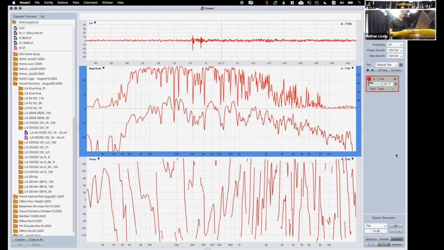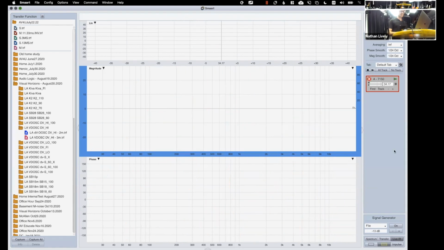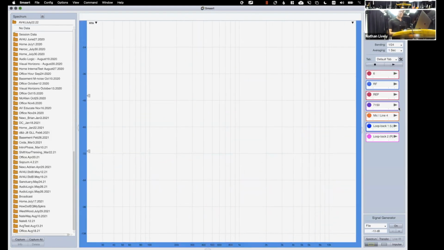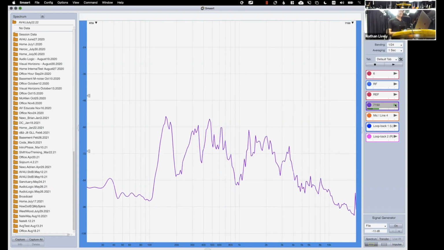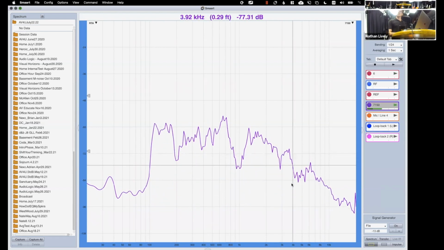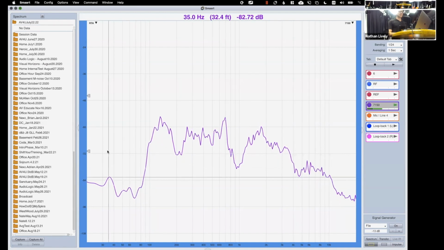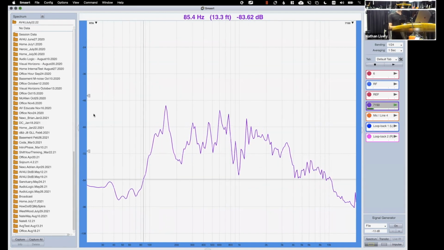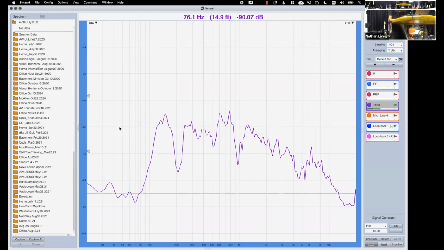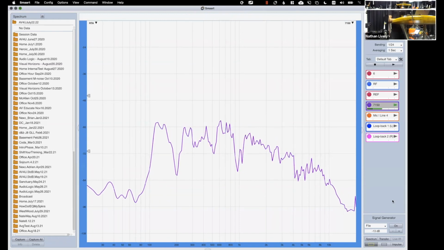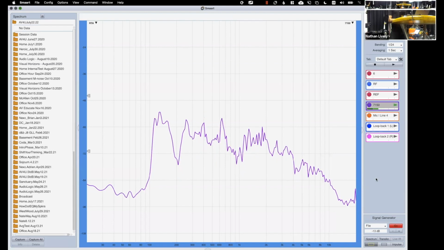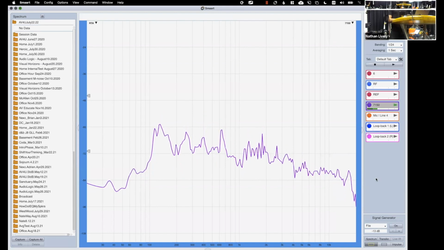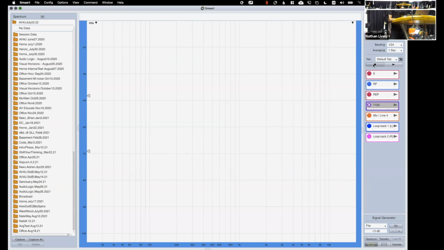Let me just prove that to you real quick. So if I take a measurement here, okay, there's no trucks driving by and there's no air conditioner on. But if the HVAC system were on and trucks were driving by, you would see a lot of noise down here in the low end, which is why it can be really nice to use something with more energy in the low end, which is what this file has. So that's why I'm switching to this file.